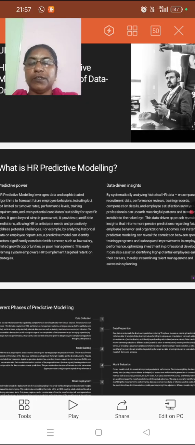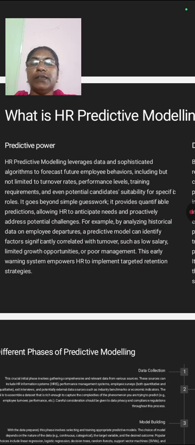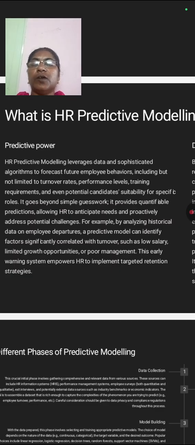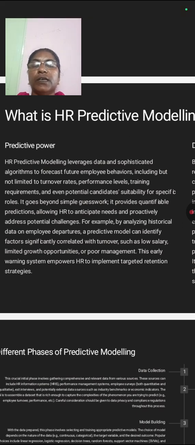In predictive modeling, they use sophisticated data to see future employee behavior, not limited to turnover rates. It improves the capability of allowing HR to anticipate and properly address potential challenges, and the model also identifies the significant factors.